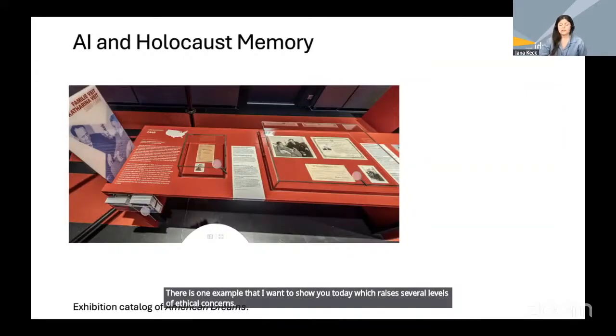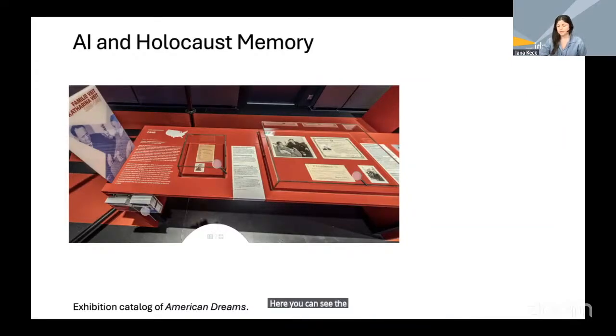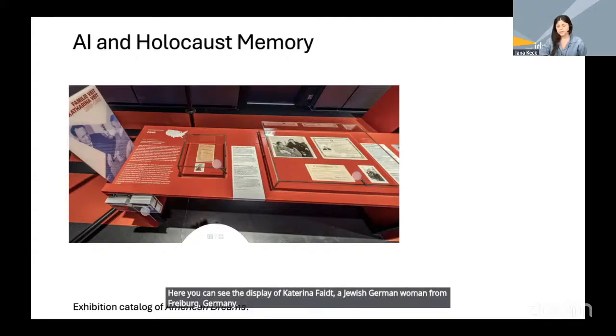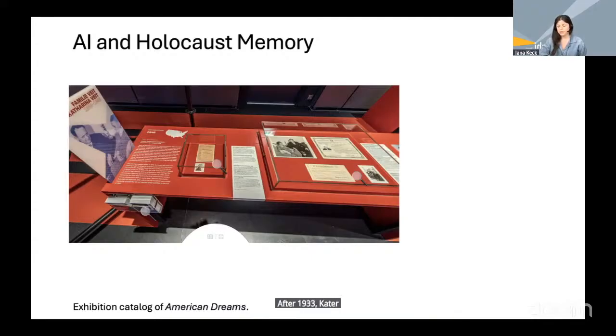Here you can see the display of Katharina Veit, a Jewish German woman from Freiburg, Germany. After 1933, Katharina's 4 children migrated to Palestine, Colombia, and the US.